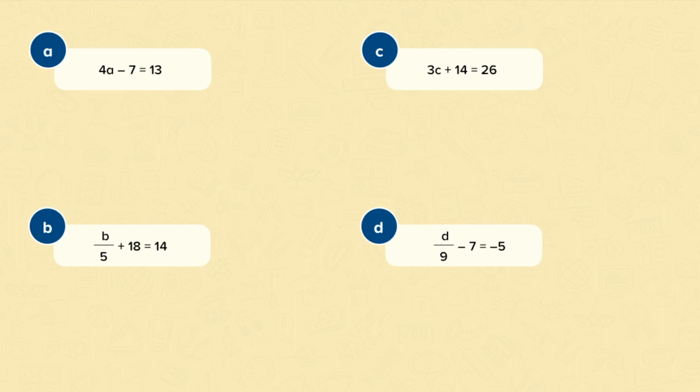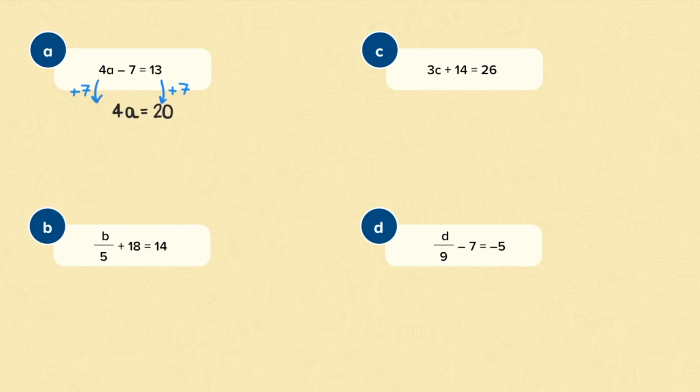4a take away 7 equals 13. So a is being multiplied by 4, then having 7 taken away from it. We find a by using the inverse operation to work backwards. So the inverse of taking away 7 is adding 7. We add 7 to both sides to get 4a equals 20.